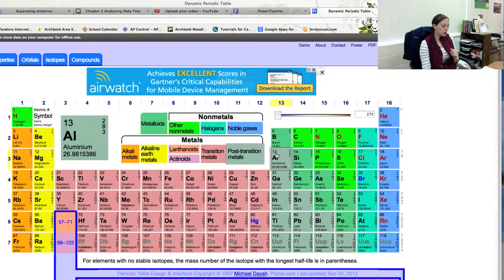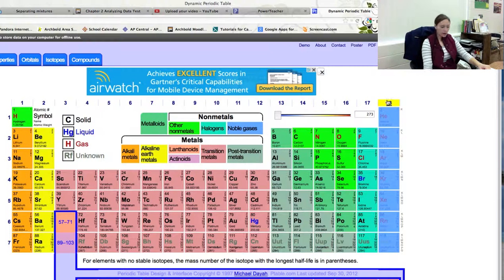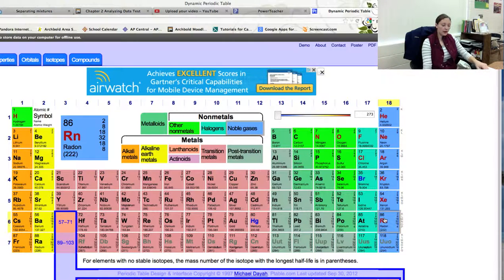If you're looking at group 2, period 5, that means I'm going to the 2nd group and the 5th row down. So I'm looking at Sr, strontium. We go to group 18, period 6. We're going all the way to the right, and down to the 6th row, and we are looking at Rn, which is radon. Finally, I'm looking at group 1, period 7. So I'm going all the way over to the 1st group and all the way down to the 7th row, which is Fr, francium.